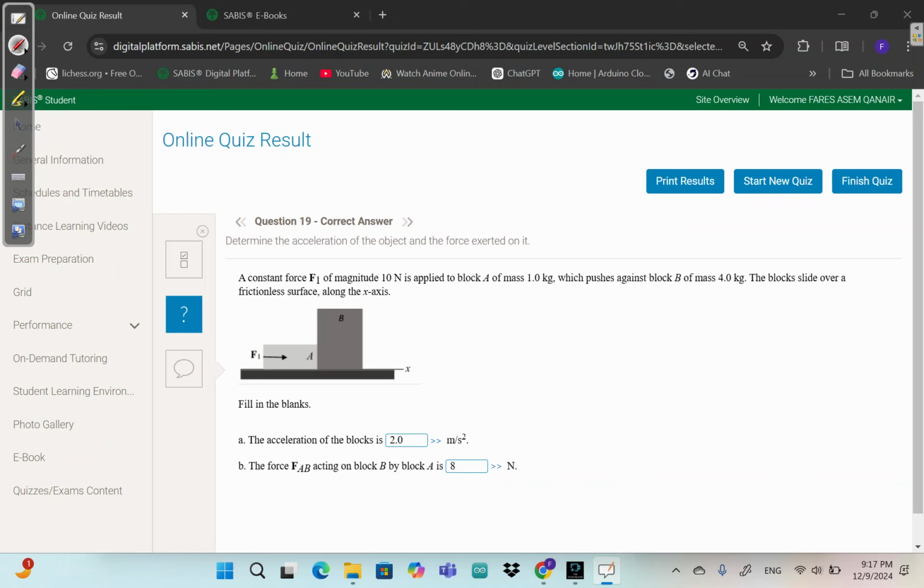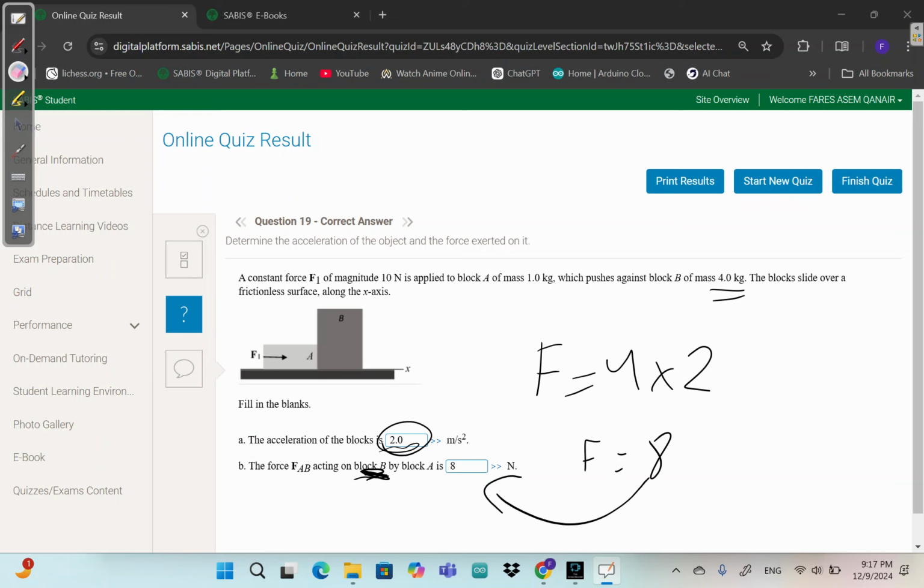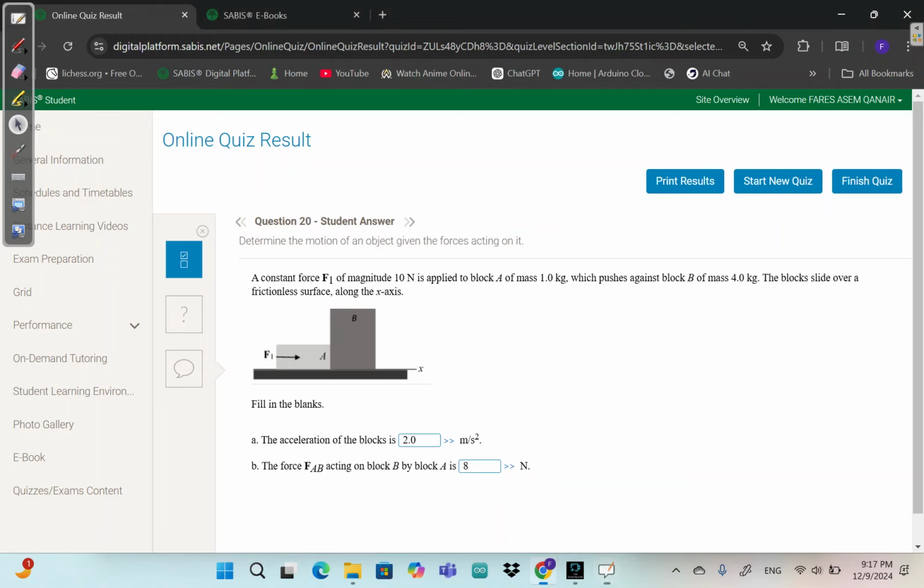Okay, now for part B, the force acting on block B by block A is how much? Now we know that acceleration is 2, and we're trying to find the force. So we're going to use the same rule. Force is equal to mass, which for block B, we want the force acting on block B. So the mass of block B is 4 times acceleration, which we found to be 2. So it's 4 times 2, which is 8. And that's our answer here. So yeah, that's it for this question.